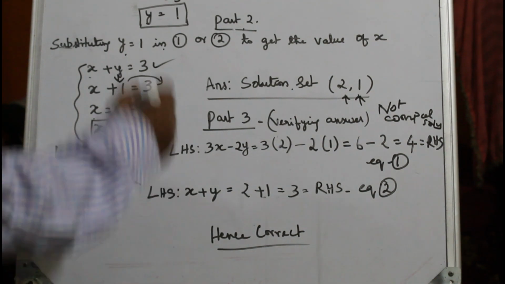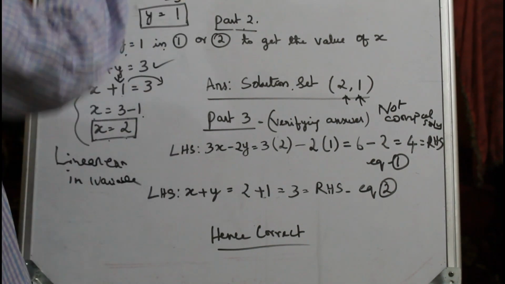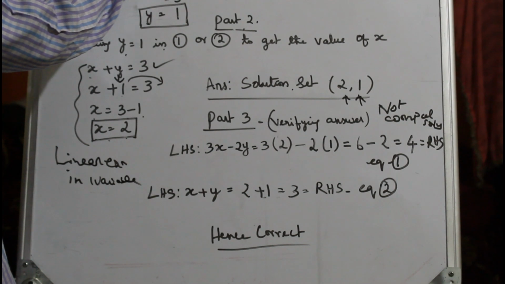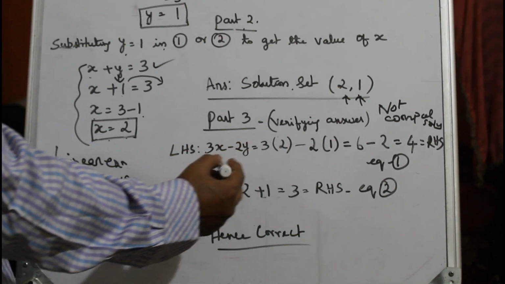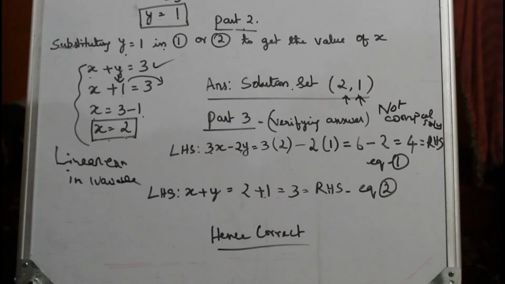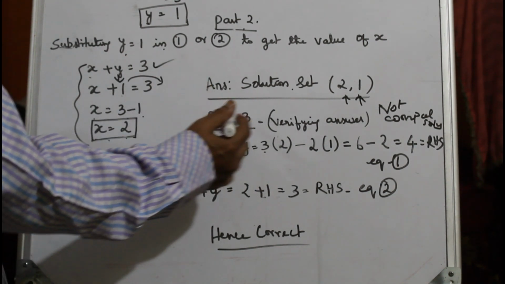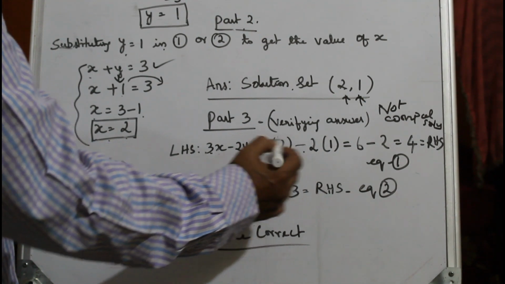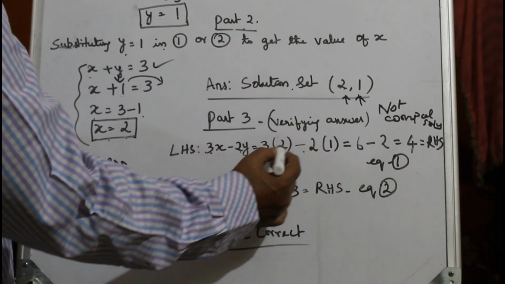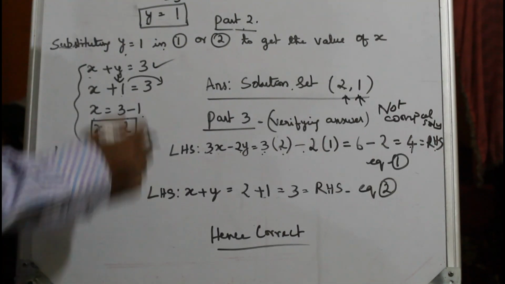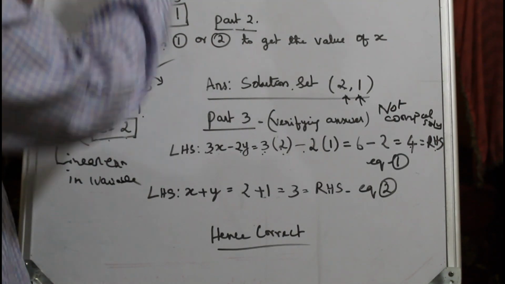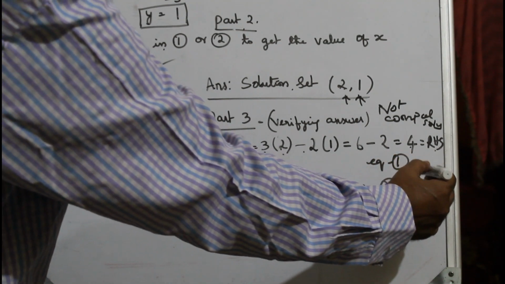Now take the left hand side of the first equation. The first equation is 3x minus 2y. This is called the left hand side. So you write 3x minus 2y. Put x as 2, minus 2 into y as 1. 3 times 2 is 6, 6 minus 2 is 4, equal to the right hand side. So the left hand side is equal to the right hand side. So equation 1 is correct.